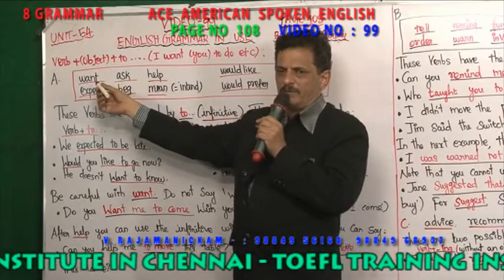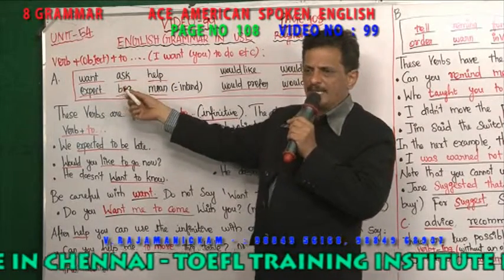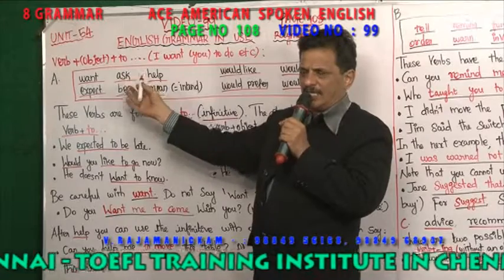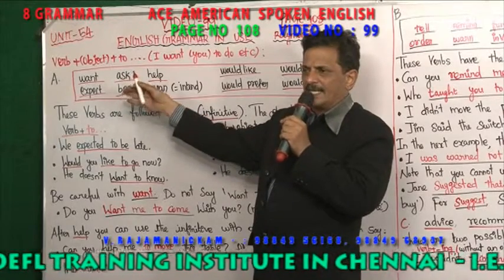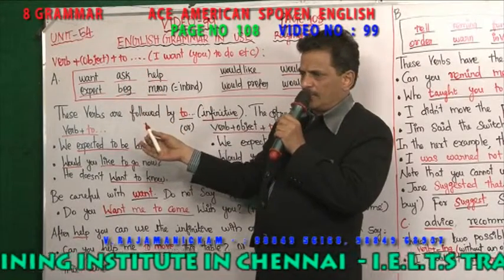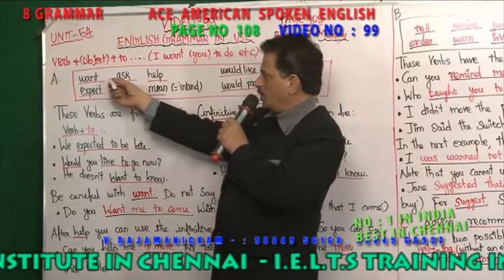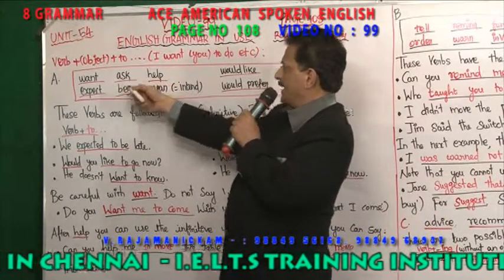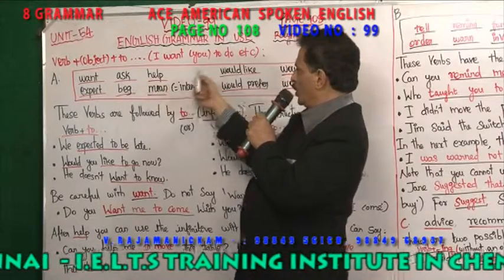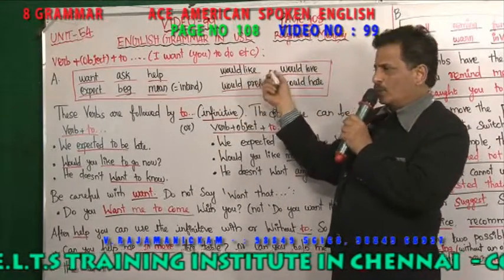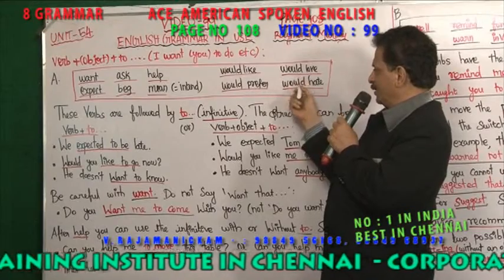These verbs are very good in taking an object and taking an infinitive. Taking an object next to it, and taking an infinitive. Infinitive means what? To go, to come, to write, to speak. See, I want, ask, help, expect, beg, mean. Would like, would prefer, would love, would hate.